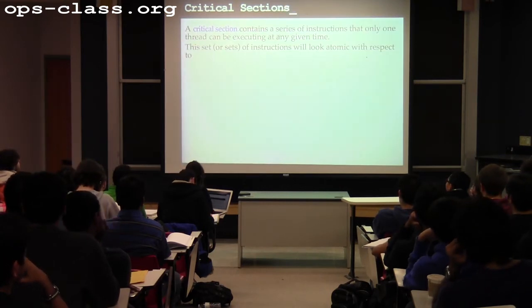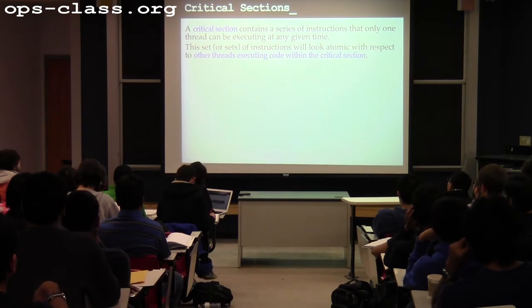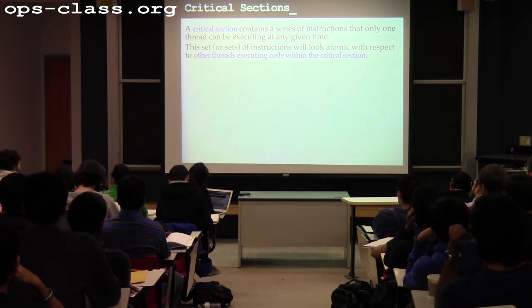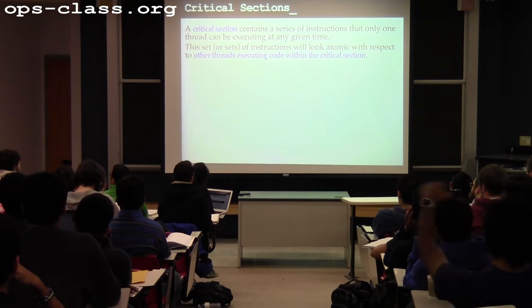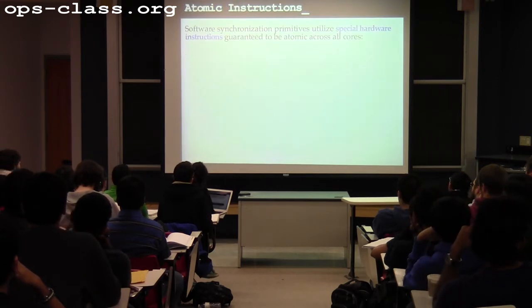All right, so critical section is this idea that there's one block of code that only one thread can be inside. And again, the critical sections look atomic with respect to other threads that are outside the critical section. Right? So if you keep your manipulations to certain shared data structures inside critical sections, then those manipulations will look atomic with respect to other people who are using the resource. Right?